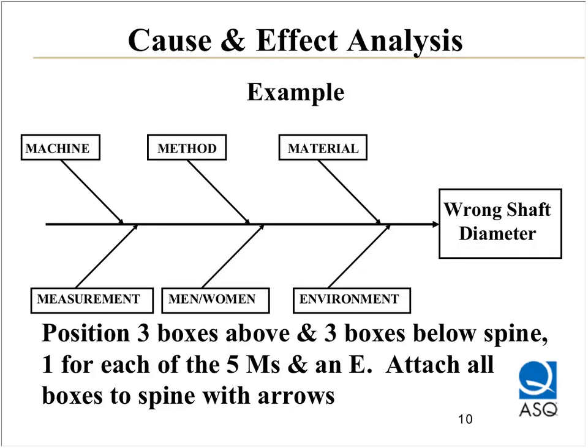Now let's talk about cause and effect analysis, also known as the Ishikawa diagram, after the gentleman who devised the first one, also known as a fishbone diagram for obvious reasons. We have here a spine in the center that moves from left to right, with the arrowhead of the spine touching the problem box, in this case a wrong shaft diameter problem we're running into. And what we do is we position 3 boxes above and 3 boxes below the spine. Each box is for one of the 5 M's and an E: machine, method, material, measurement, men and women, and environment.